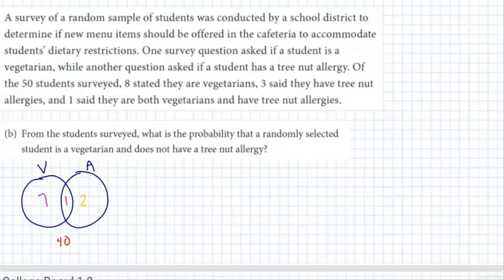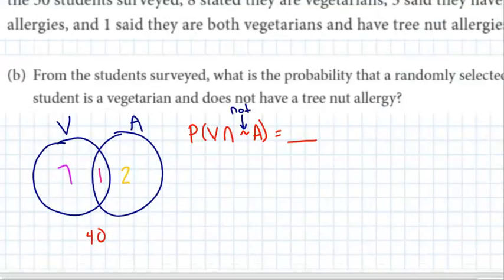So now let's take the data that we just organized and use it to calculate some probabilities. Our first question asks, what is the probability that a randomly selected student is a vegetarian and does not have a tree allergy? So we're going to start by writing it out using our mathematical symbols. The P is for probability, the V for vegetarian. We said this symbol means and. A is for allergy, and this little tilde means not. So you can almost think of this like the probability version of a negative sign.